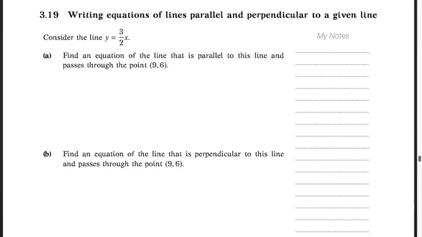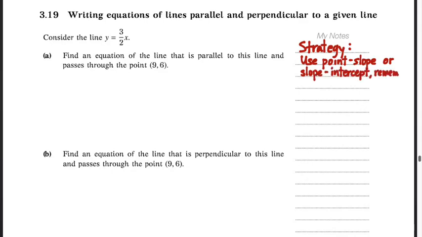So in this example, we start out with a line which we're given, and we need to find an equation for another line which is either parallel to it in part A, or perpendicular to it in part B, and which passes through a specified point. So what's our strategy going to be? Well, each of these questions is asking us to find an equation for a line which passes through a given point and which has a given direction.